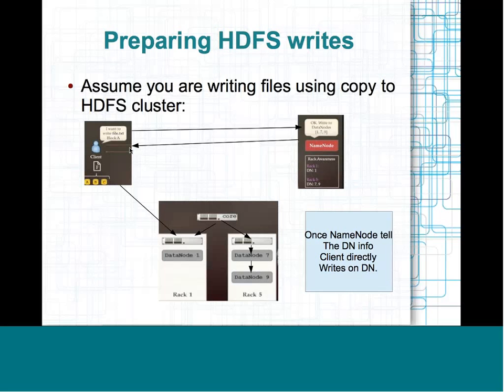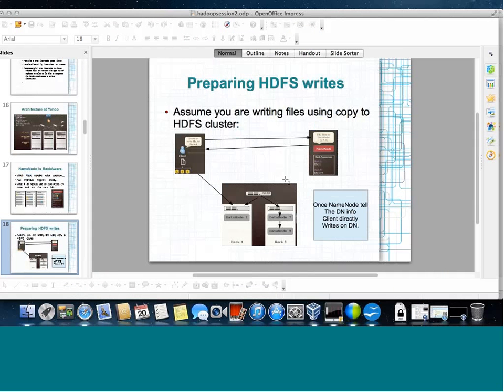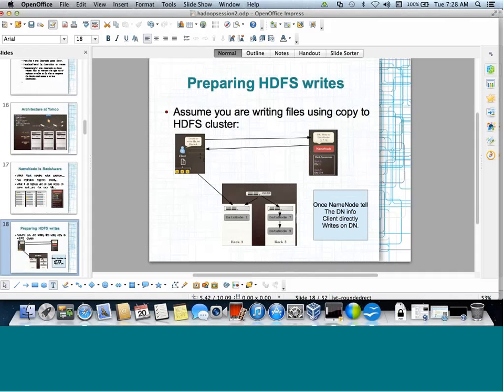Once the name node replies back to the client, from then onwards the client has direct access to the data node. He will write directly to the data node. He will not send this data again to the name node, and the name node will not do read and write for you. Please understand that. Who will do it? The client, through the API, on the data node.